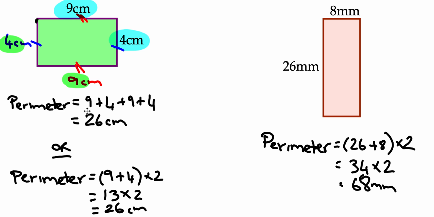So you've just got to decide, do I want to add the 4 numbers together, or do I want to add the two different dimensions and then double it? So there's 2 different ways to work out the perimeter of shapes. You go on and try the questions yourself.